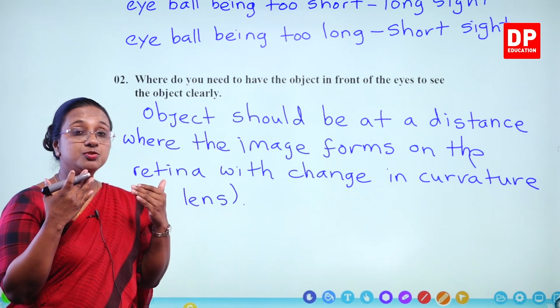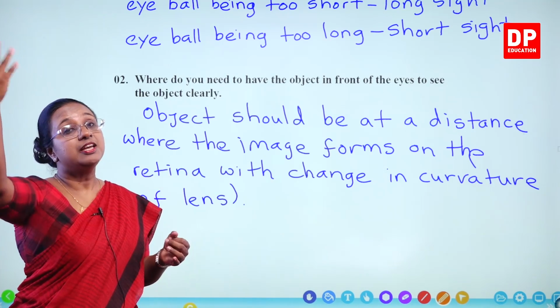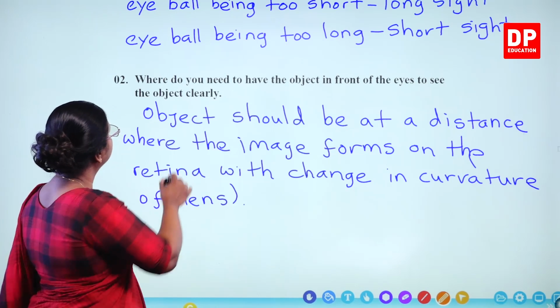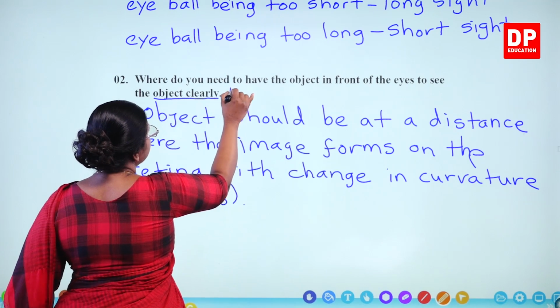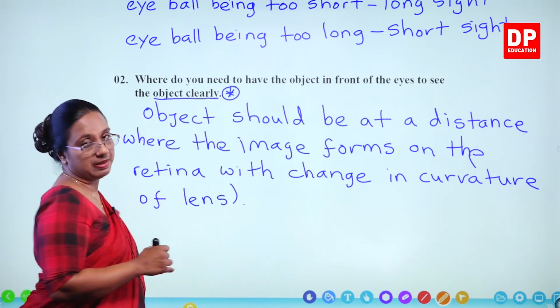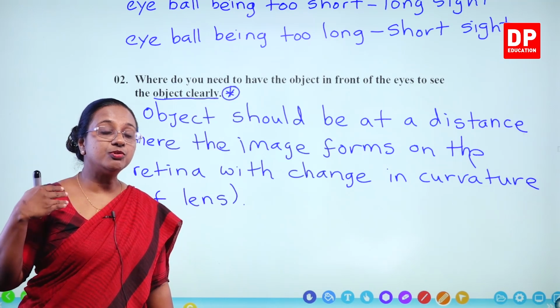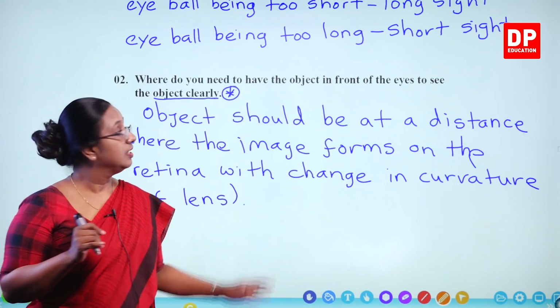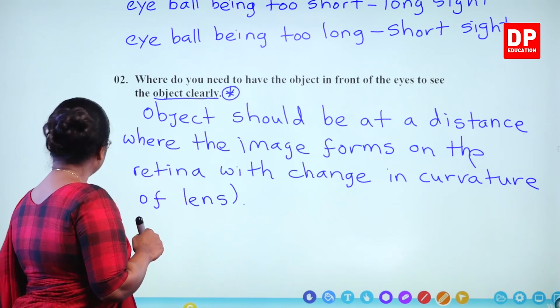But if it becomes too close also you can't see. If it's too far also you won't see the clear image. Here you have to understand this. It has to be a clear image. So it shouldn't be too close or too far. Is it clear to you all? With that, I will move on to the next one.